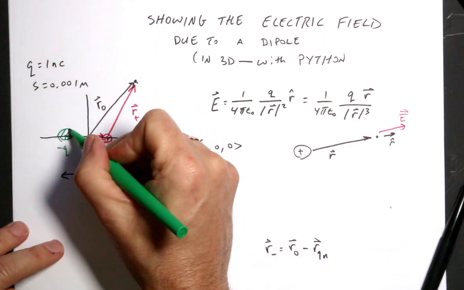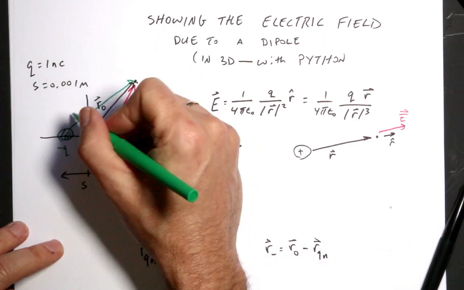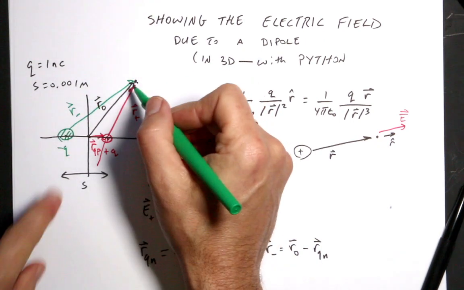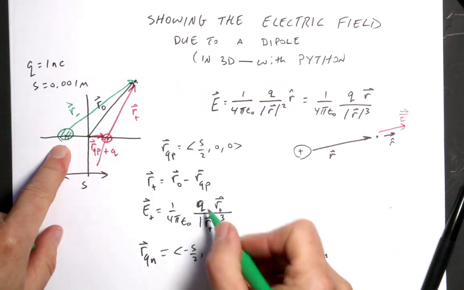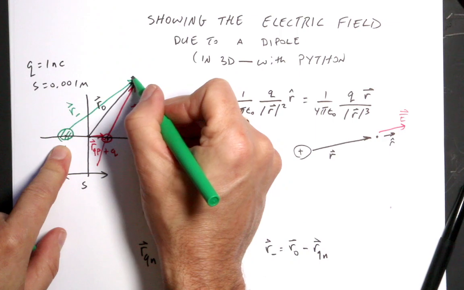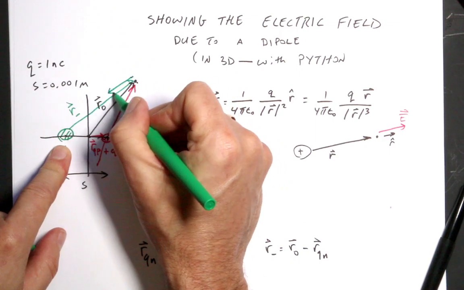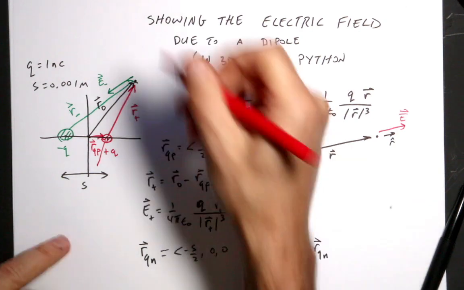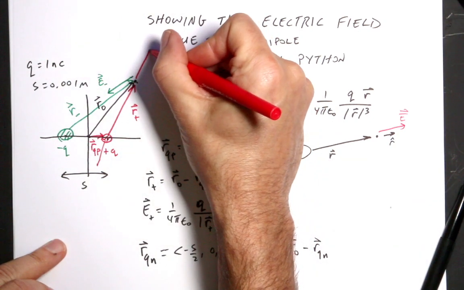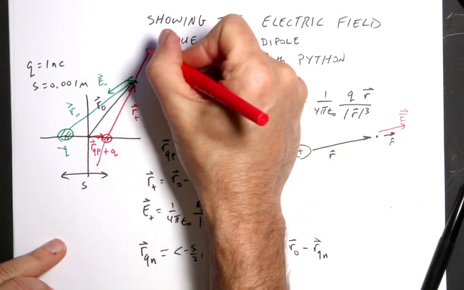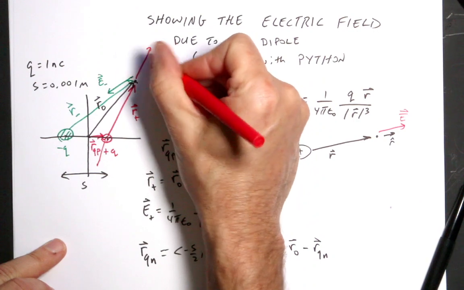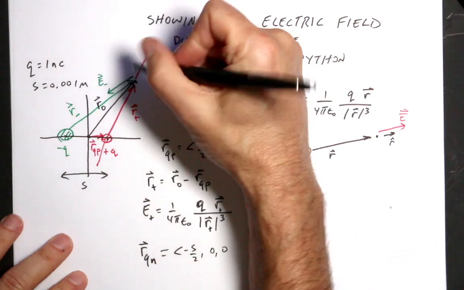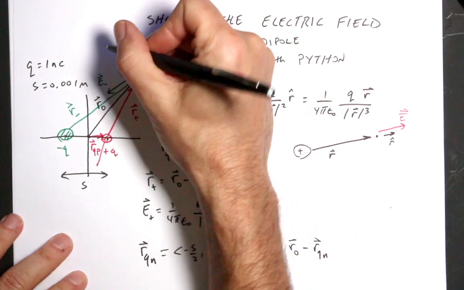So this is my r_N, r negative. And then the electric field, this is the negative charge. I'd have to make sure I put in a negative value there. So this is actually going to be an electric field going this way, E minus. This is going to be an electric field going this way. It's going to be a little bit bigger because it's closer, E plus. And then the total electric field is just going to be the vector sum of those two.